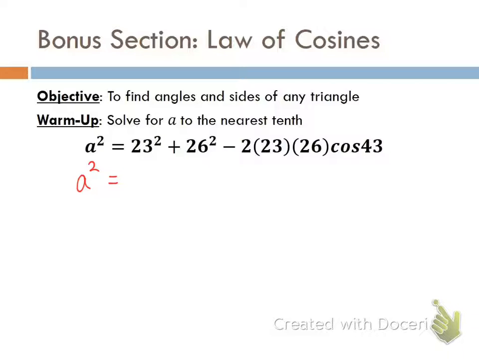So, 23 squared was 529. 26 squared was 676. Minus, now this whole next part you could type into your calculator all at once. 2 times 23 times 26 times cosine of 43. And what do we get? Let's take it out to 3 decimal places.